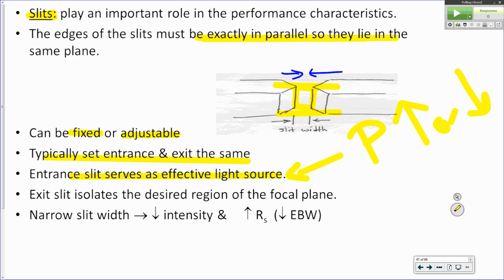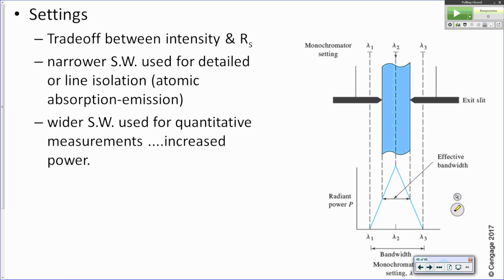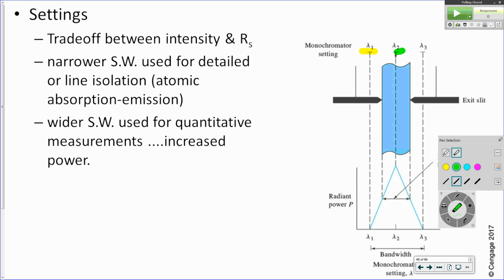The exit slit lets you isolate that region of the focal plane, so you narrow it down, you get less intensity, but you get higher resolution because the effective bandwidth narrows down. So to illustrate that, just the trade-off that you've got. So if you can imagine the focal plane's up here, and you've got different colors. So you've got one color and a second color and a third color.